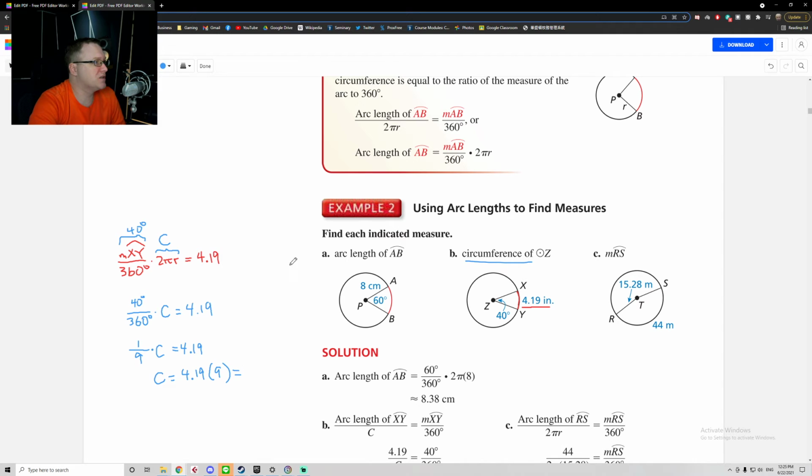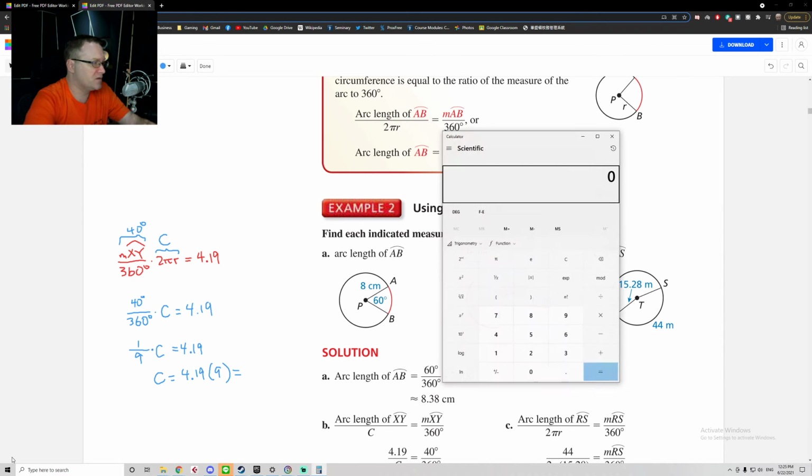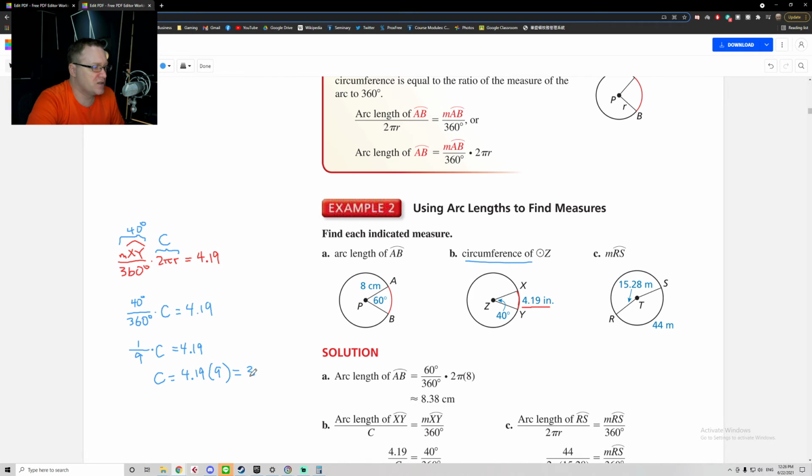So let's calculate this out. Let me grab a calculator out real quick. All right, so we have 4.19 times 9, and that equals 37.71. And they gave us a unit here, inches, so we're going to write inches. So that's the answer. The circumference is 37.71 inches.